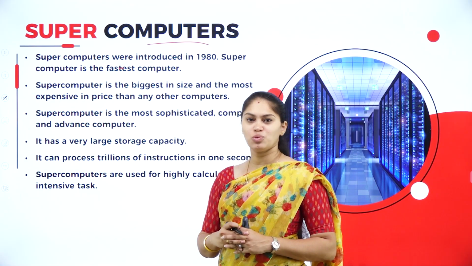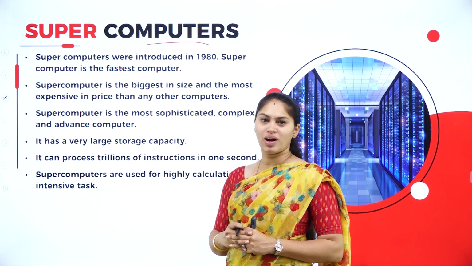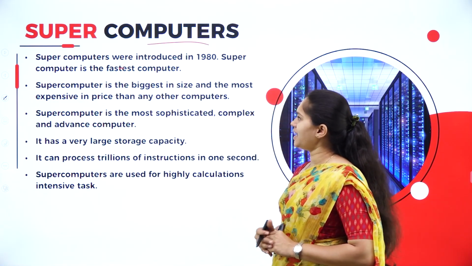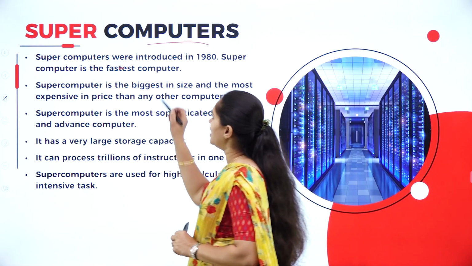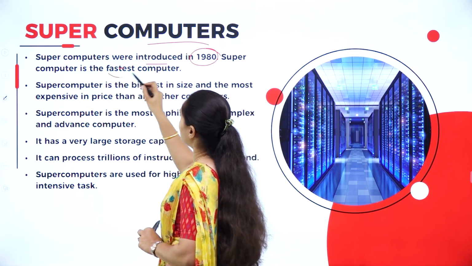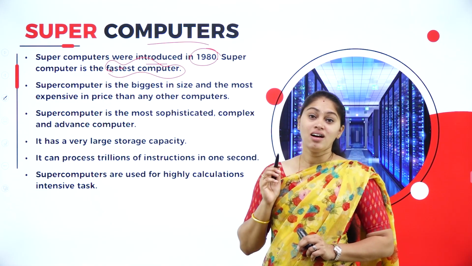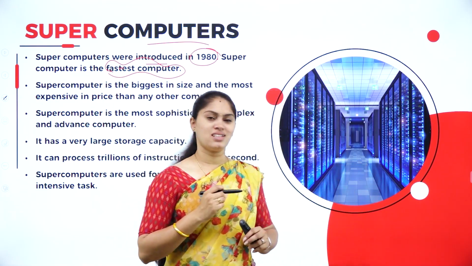Because we have a supercomputer, and we have invented a supercomputer in India. That is Param. So before that, we'll see what about the supercomputer here. It was introduced in the year 1980, and it's the fastest computer. The supercomputer is considered the fastest computer. Here you can see the image.